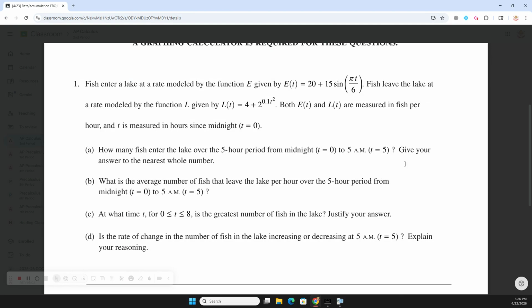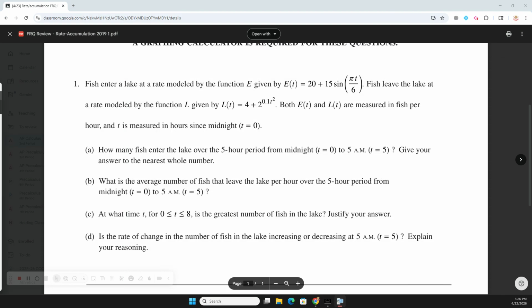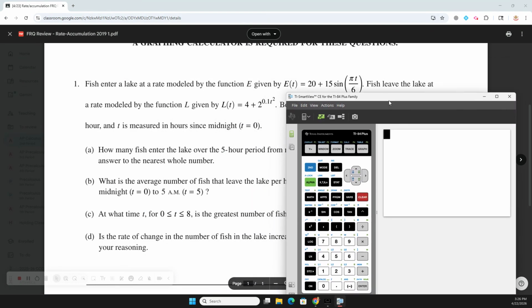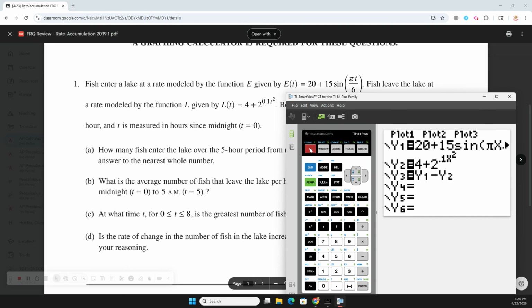Right? So what I would do as soon as I got to this question, I would go to the calculator and I would type in E of t for Y1, L of t for Y2, and then I would make Y3 be Y1 minus Y2.